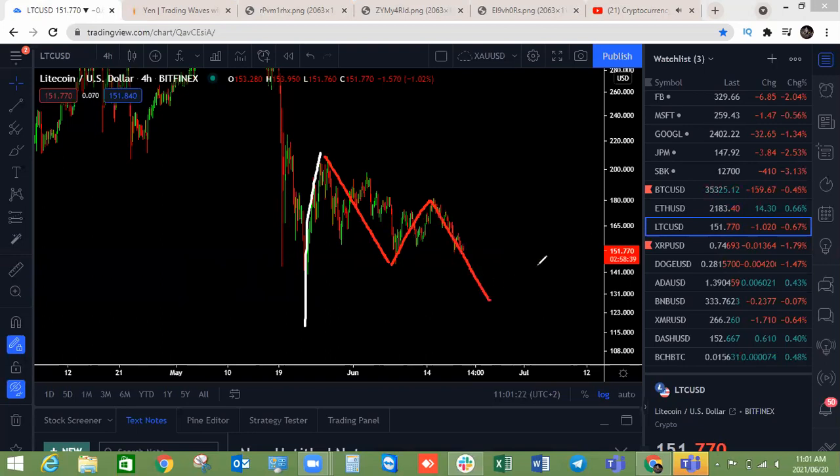3-wave structure. So that means if we had this one coming down in 3 like that, 1, 2, 3, 1, 2, 3. So we can have a bounce here as well. So we'll have a WXY corrective structure.